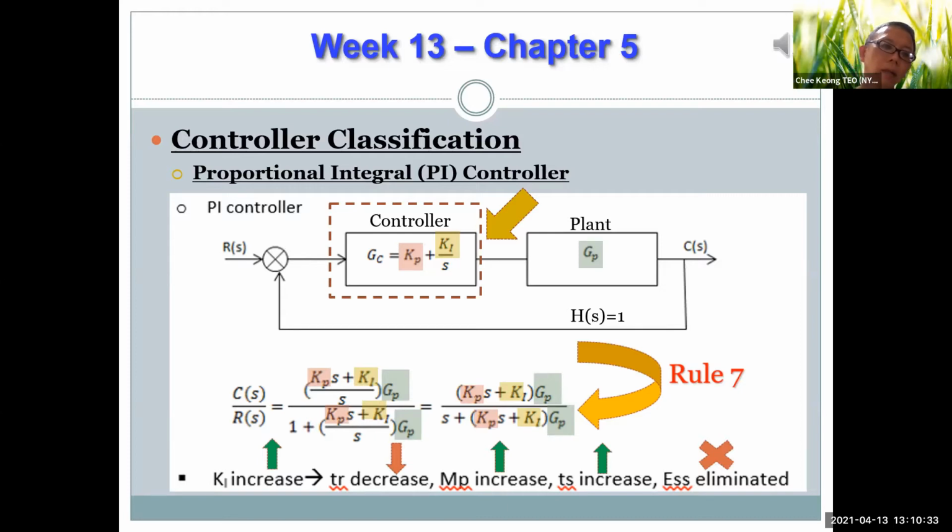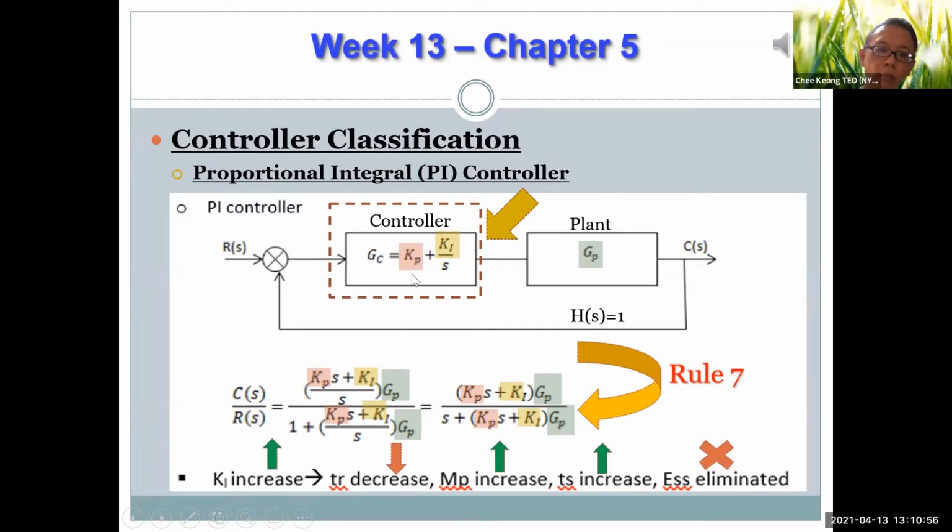So for this second one, we are trying to look at the combination of P and I. So if you look at the Gc controller, the controller transfer function is Kp plus Ki over S. There's no Kd involved. So again, using Rule 7 of block diagram manipulation, you have G, which is this guy, G. But of course, I make it into a common denominator.